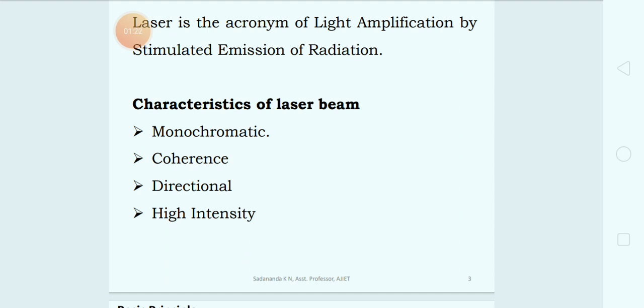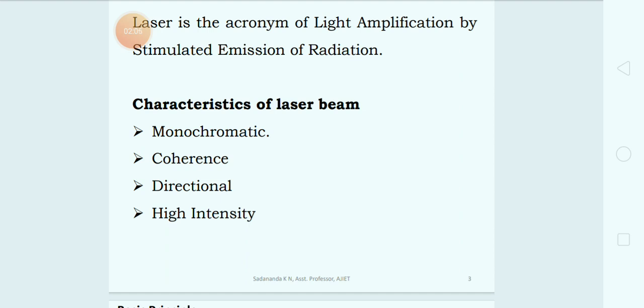Now the characteristics of the laser beam are: they are monochromatic, coherent, highly directional and of high intensity. So first let me take the monochromatic laser beam. Monochromaticity means the laser beam which comes out from the source has a single color, correspondingly a single wavelength. Light having a single wavelength is called monochromatic light or a monochromatic beam. Now this monochromaticity is because of the high coherence property of the light source.